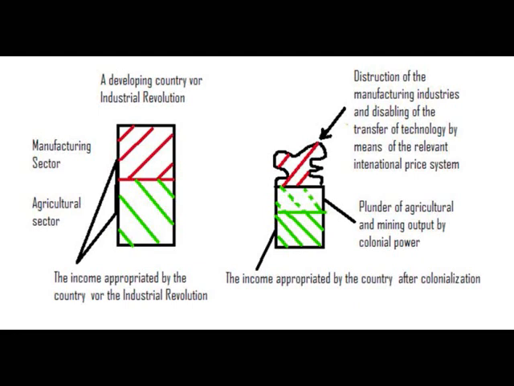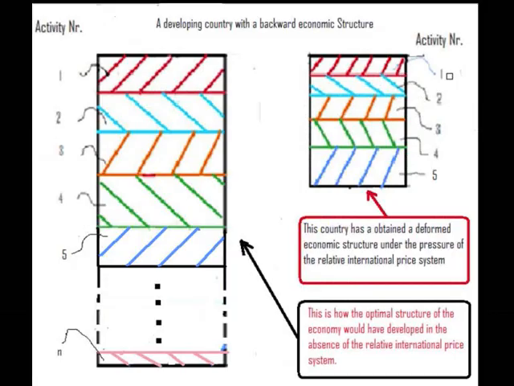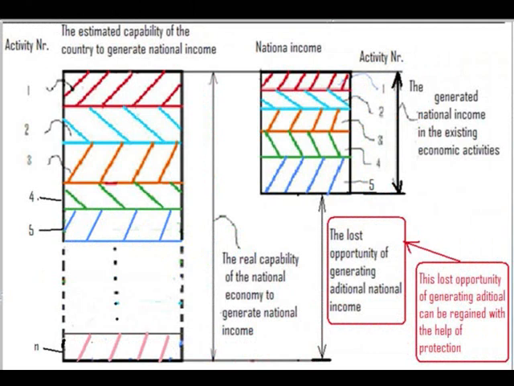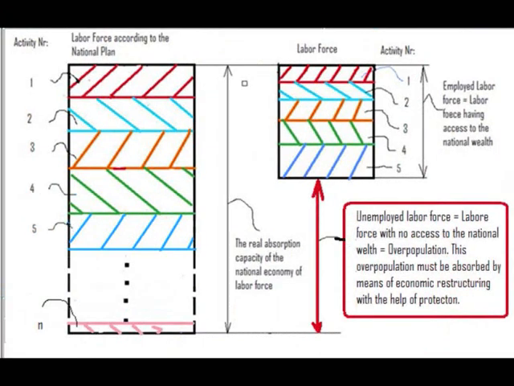In the previous lecture, we have discussed the impact of the relative international price system on the economies of developing countries with backward economic structures. Under the pressure of this system, the economic structures of these countries were deformed, and these countries lost the opportunity of creating modern industries, and part of its active population turned into overpopulation. The question that arises now is how developing countries could establish these activities and absorb the overpopulation.